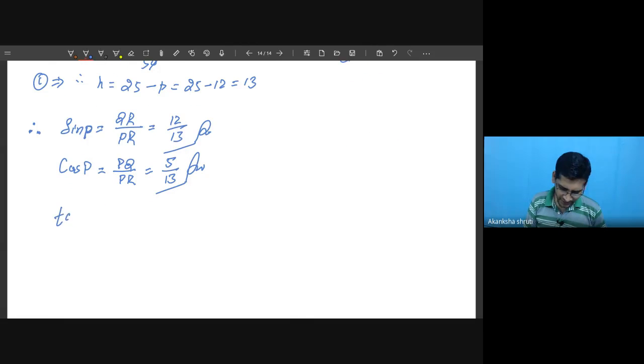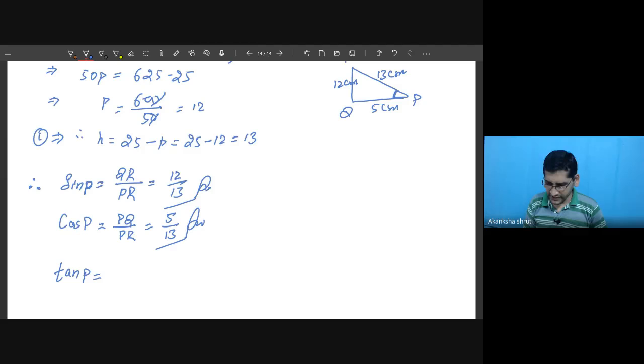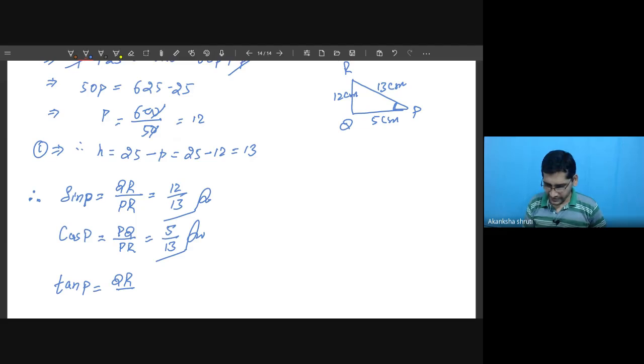And tan of P is calculated by taking the perpendicular. So it is our QR, see this triangle, divided by the base is our PQ or QP. So QR is our 12 and this is our 5. Okay, students. So these are the things. This way we can calculate it very easily.